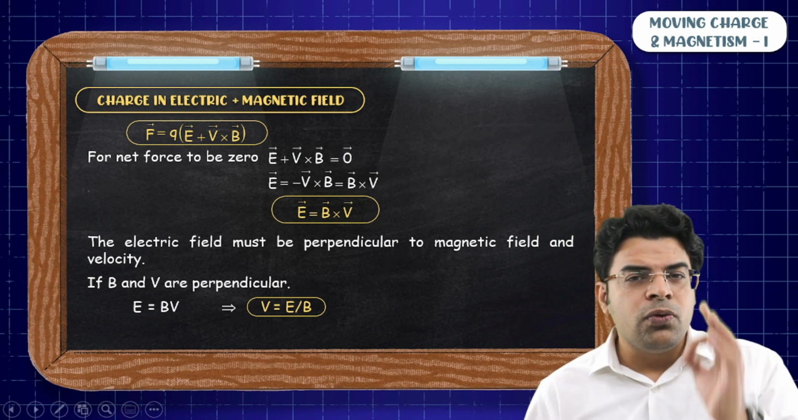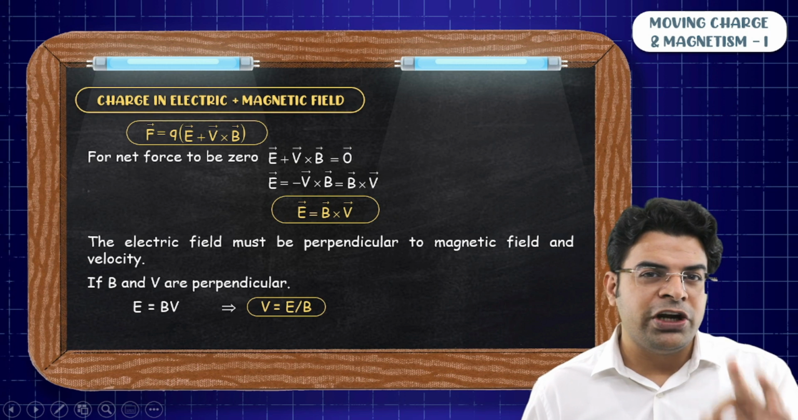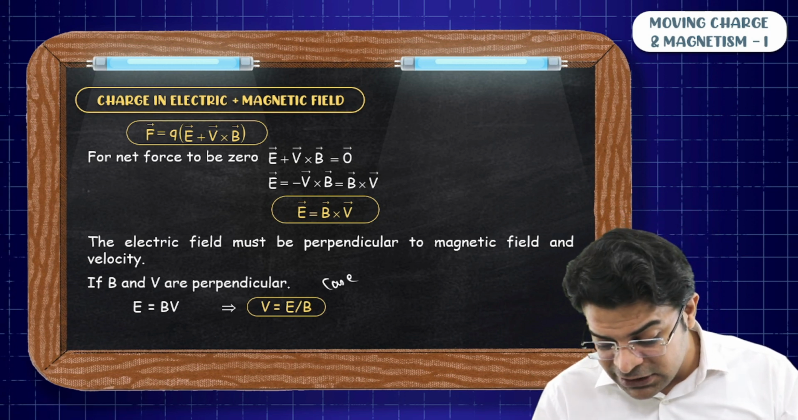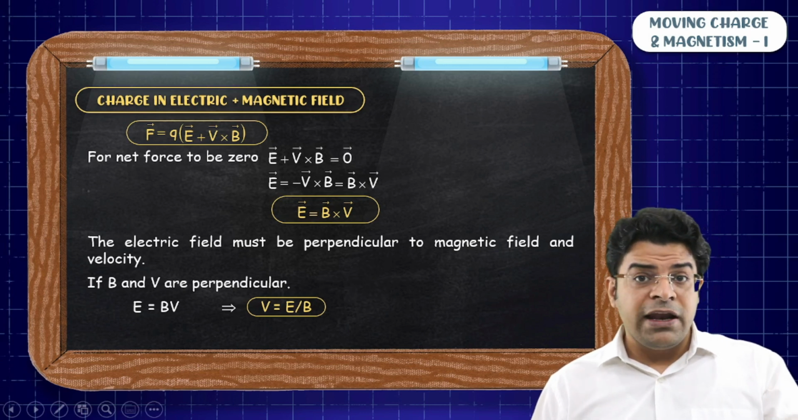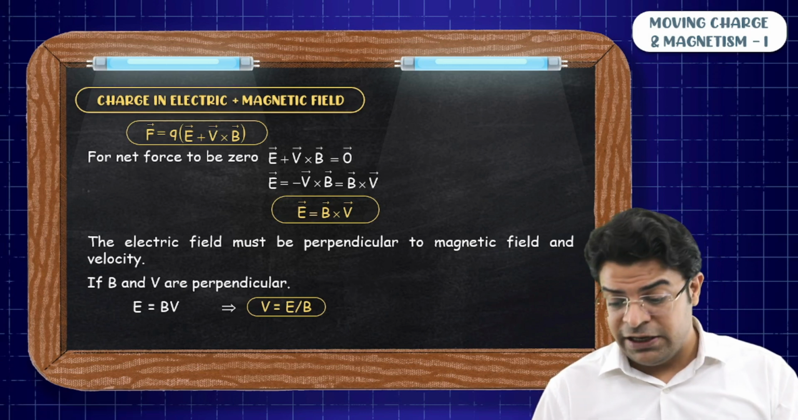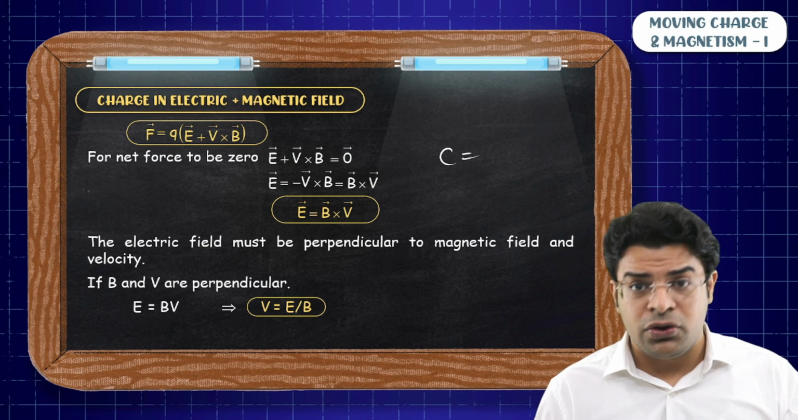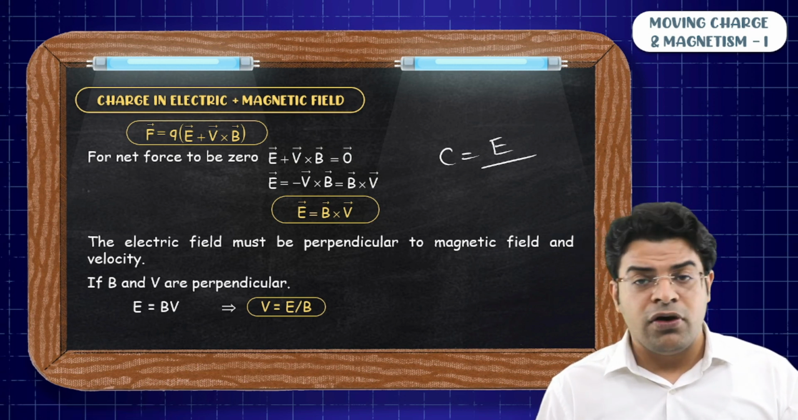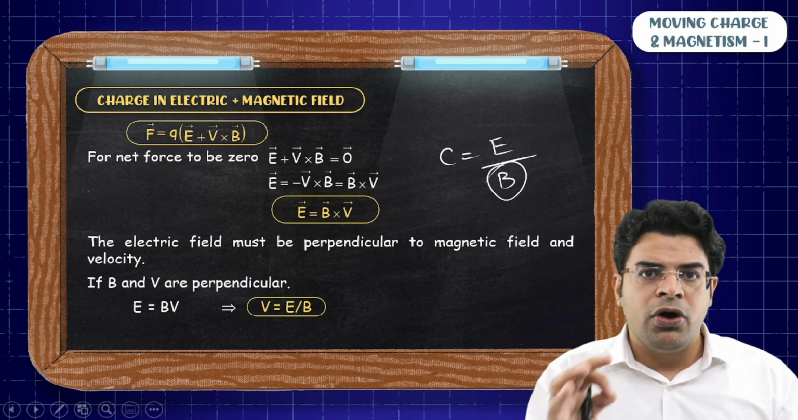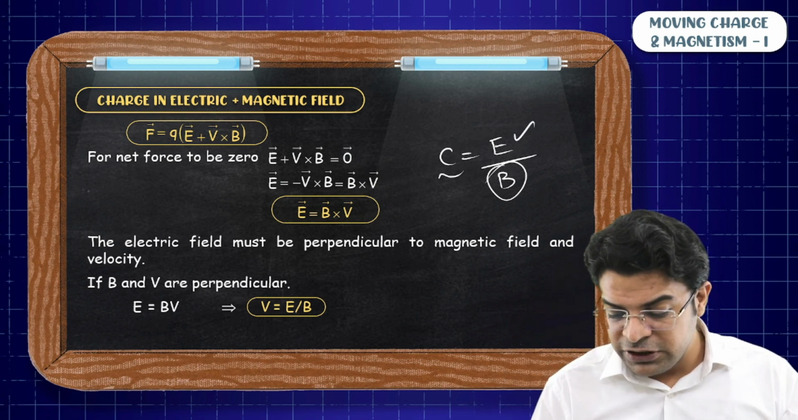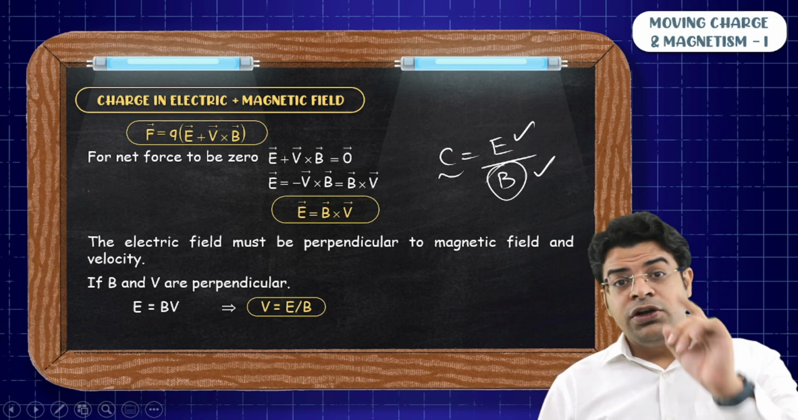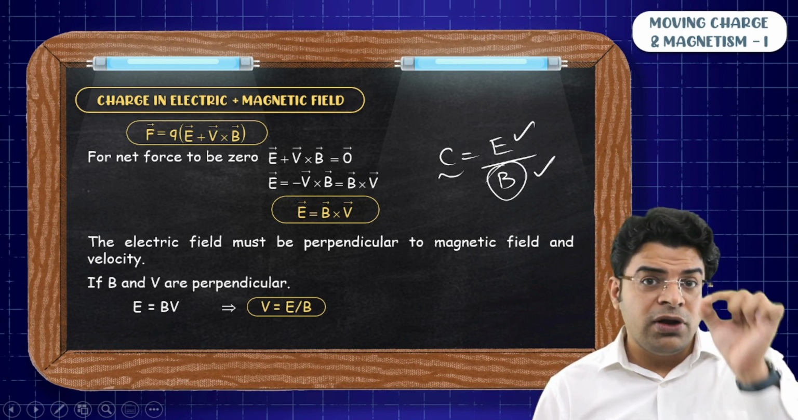Now why do questions come from here in competitive examinations? Because this is the case of light. This is the case of the EM waves. Whenever EM waves are traveling, the speed of light is equal to the ratio of the amplitude of electric field oscillation upon the amplitude of magnetic field oscillation. So C equals E by B. The same formula you will learn in light, the same formula is used here.